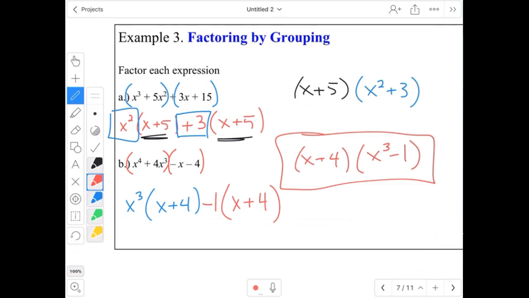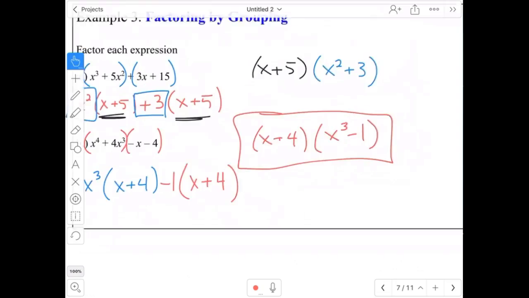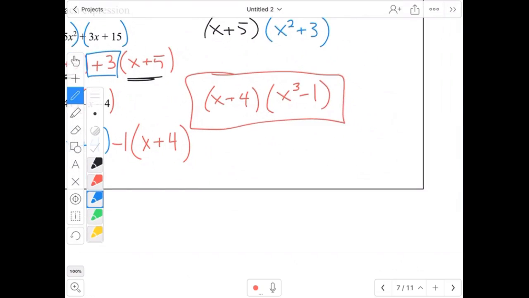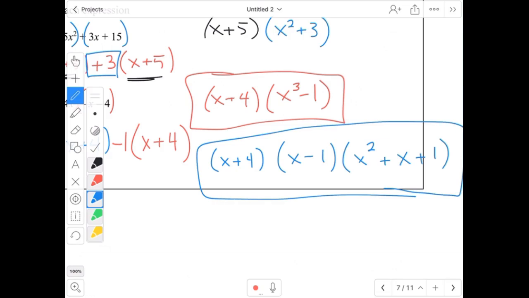And then actually, since I have x cubed minus 1, that's a difference of cubes. So we can take this one step further. Since 1 is kind of a special number, we'll have x plus 4, that's a separate factor. Then I would have x minus 1, and then I would have x squared plus x plus 1. So that would be all of our factors of that one there.